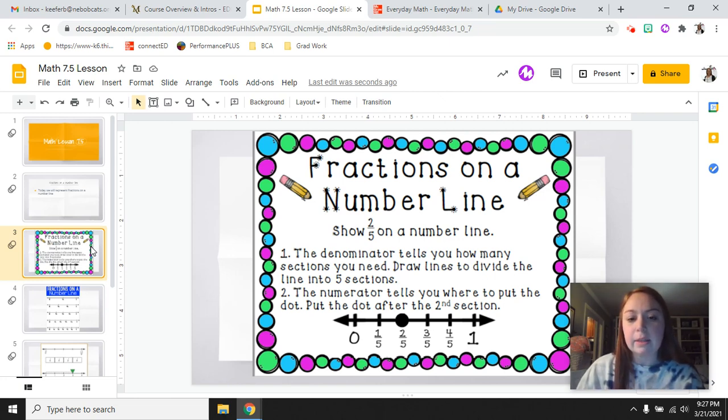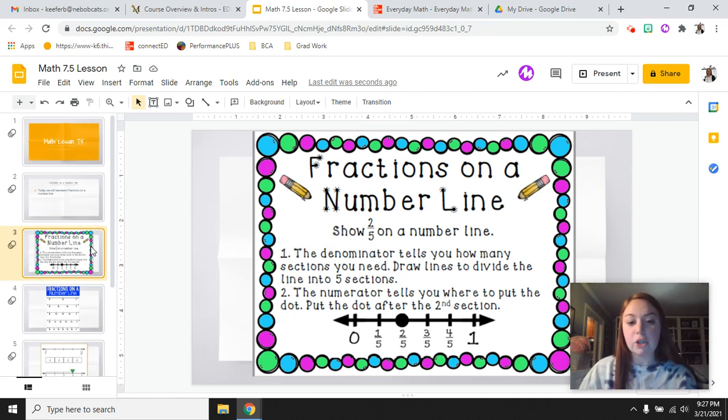So it says here that the denominator tells you how many sections you need. Draw lines to divide the line into 5 sections. The numerator tells you where to put the dot. Put the dot after the second section. So this is showing you 2/5 on a number line.